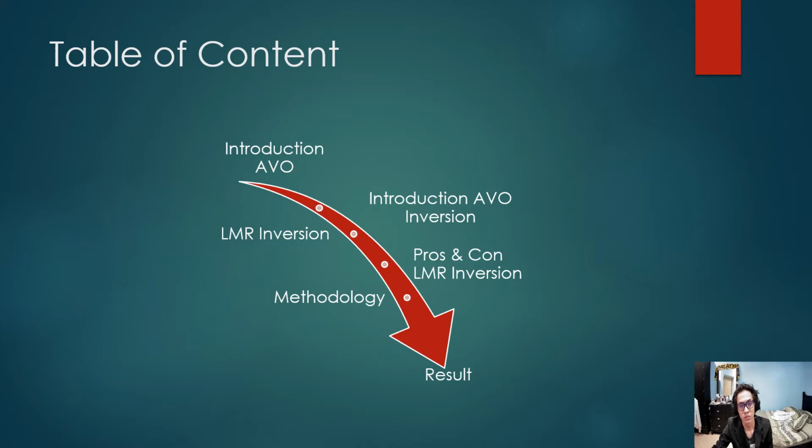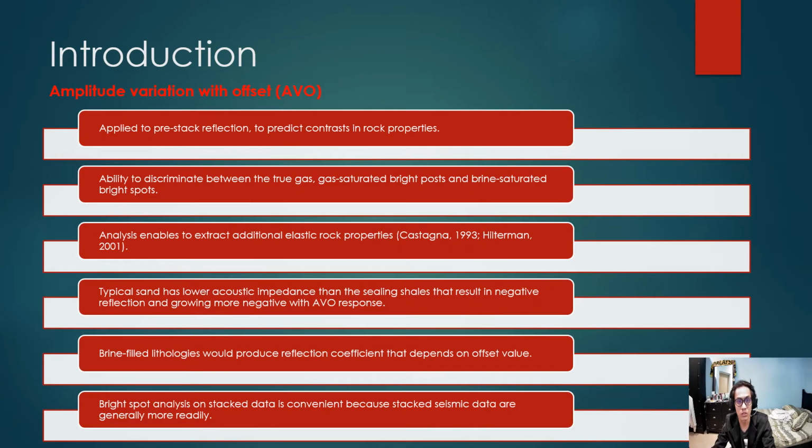So we'll start this presentation with the introduction of AVO, and then we'll move to the introduction of AVO inversion, and then we'll explain about the LMR inversion, and continue with the pros and cons, or advantage or disadvantage, about the LMR inversion, and then we will proceed with the methodology of the AVO inversion, in which we will use this technique of LMR inversion, and lastly will be the result for this technique.